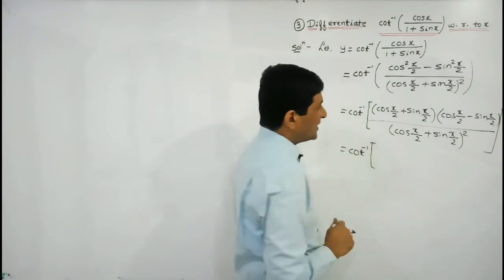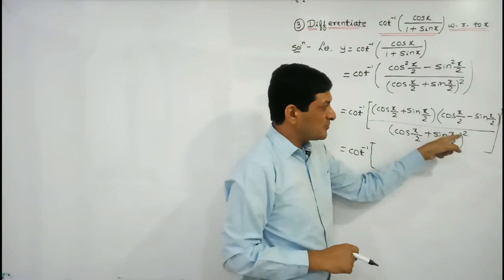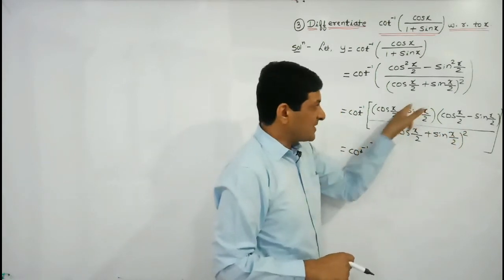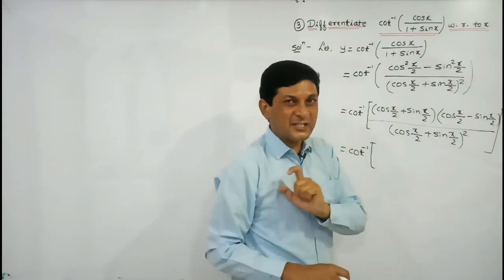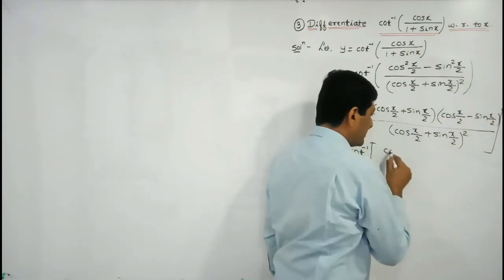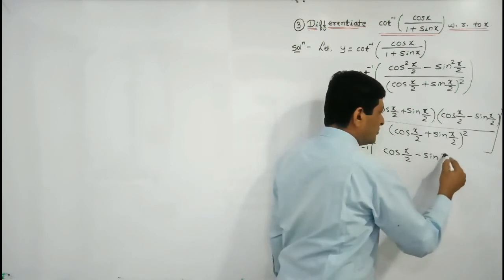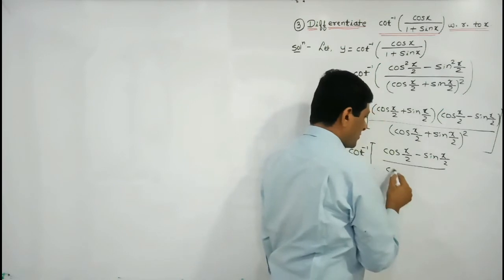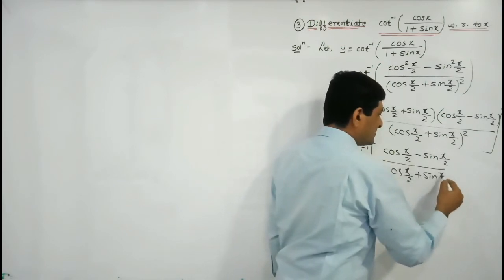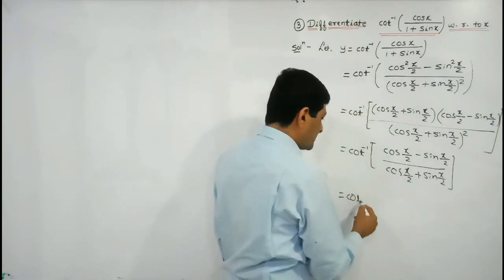Now here we can observe that this cos x by 2 plus sin x by 2 and one term of cos x by 2 plus sin x by 2 from the square will get cancelled. After cancelling cos x by 2 plus sin x by 2 from numerator and denominator, remaining term in the numerator will be cos x by 2 minus sin x by 2, and in the denominator cos x by 2 plus sin x by 2, isn't it? So which is equals to cot inverse, keep it as it is.